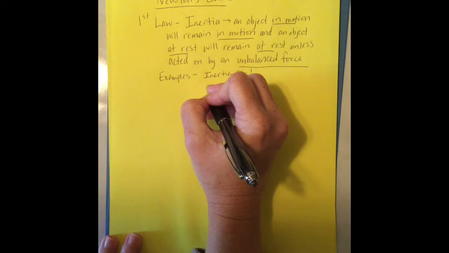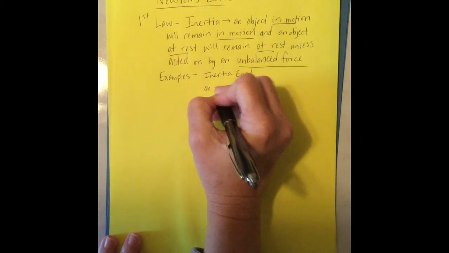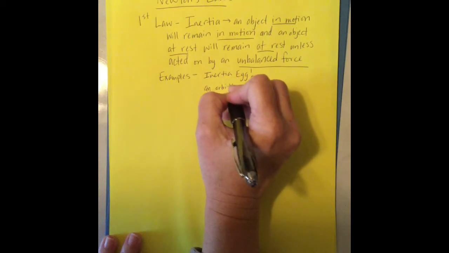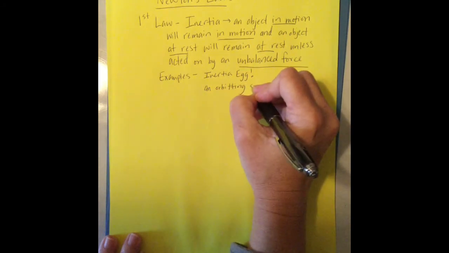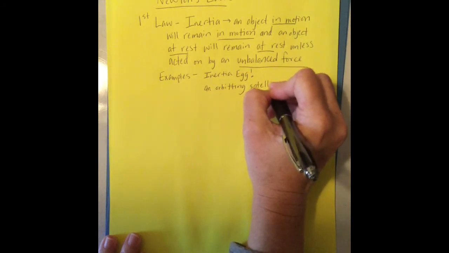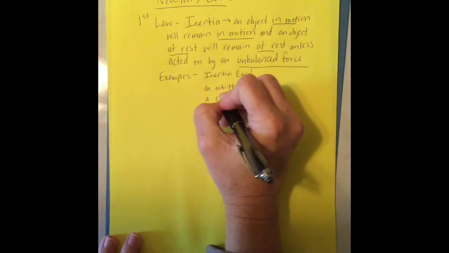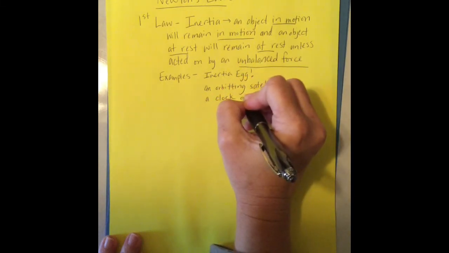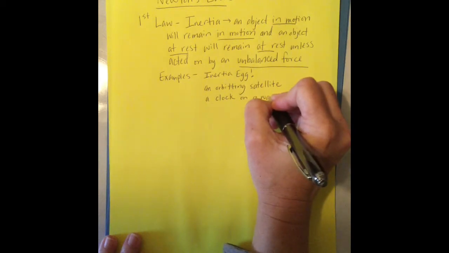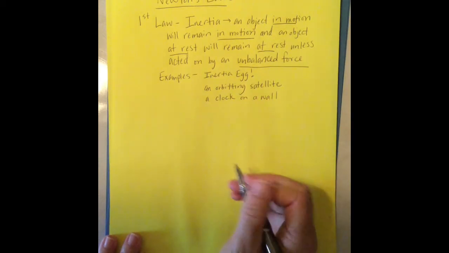Other examples include any orbiting satellite, because even though the satellite is in motion, it is in constant motion, so there are no unbalanced forces acting on it. And another example would be like a clock hanging on a wall. Okay, it's not in motion, it's at rest.